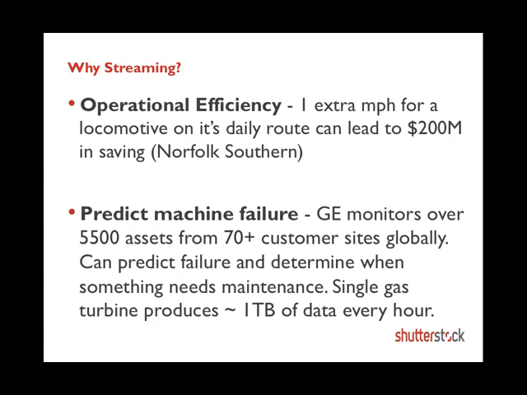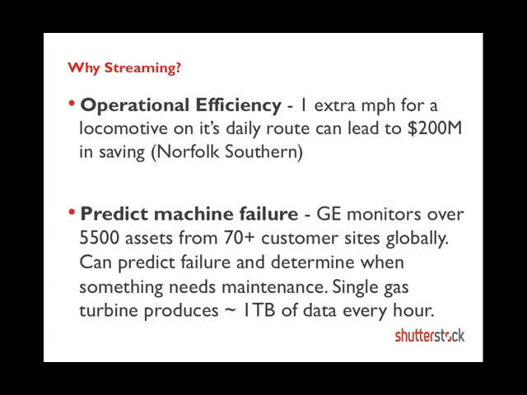And they have this very interesting architecture, a hybrid of on-premise and cloud, where they have plants and manufacturing environments with GE hardware that is collecting data in the manufacturing center and sending it to the cloud for analytics. So you're able to predict the failure and determine when something needs maintenance. As an example, a single gas turbine produces about 1 terabyte of data every hour. Tremendous amount of data.